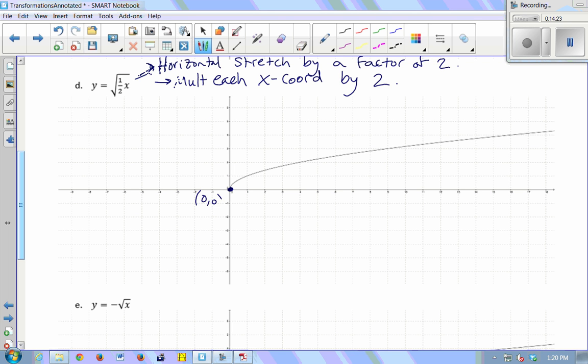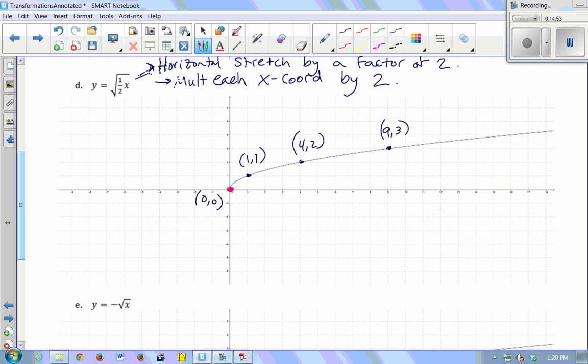So I've got 0, 0, 1, 1. I should really add these to the notes so that I don't have to draw them every time, huh? 4, 2, and 9, 3. And I have to double my x coordinates. So that's how I cause a horizontal stretch. Multiply the x coordinates by the factor. So 0, 0, where does that go? Stays at 0, 0, because when you multiply the x coordinate of 0 by 2, it's still 0.